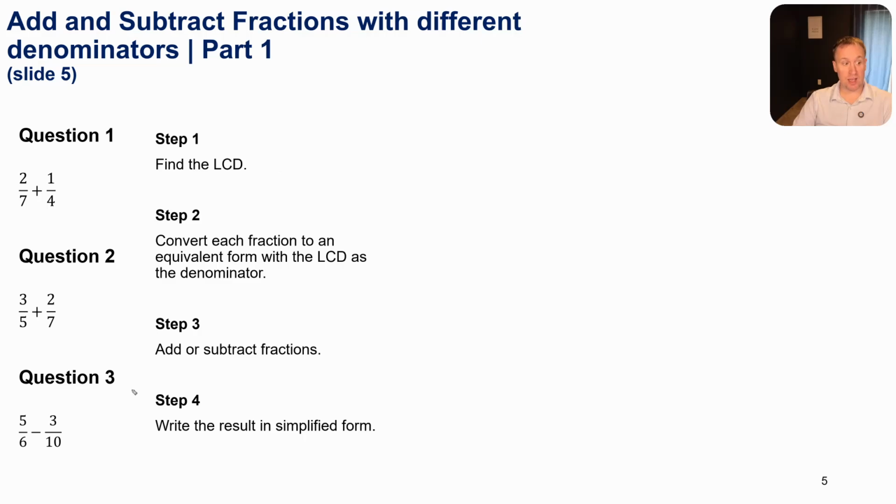So question 3 is now a subtraction problem. The process, though, is the same in that our first step is to find the least common denominator. So let's go ahead and do the prime factorization of 6 and 10 now. So 6 is going to be 2 and 3. And 10 is going to be 2 and 5. So if I list these two numbers out, 6 and 10, we have 2 times 3, and 10 is 2 times 5.